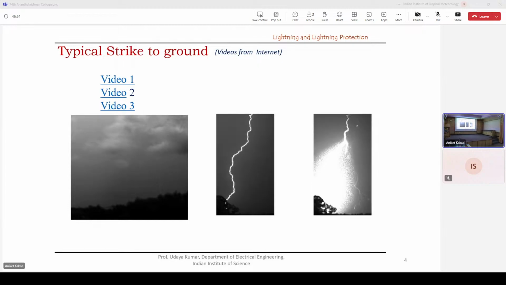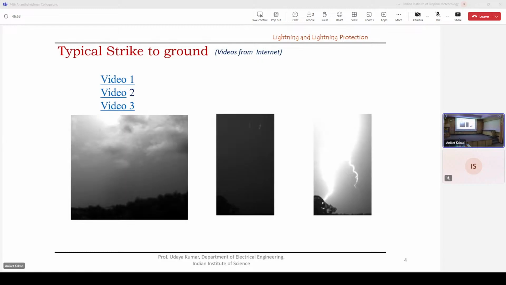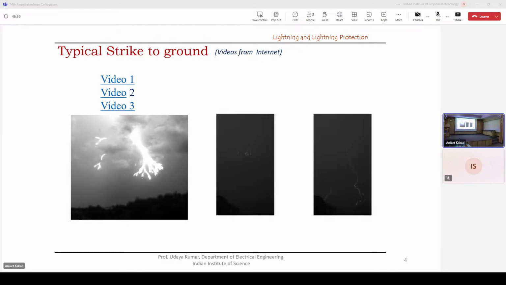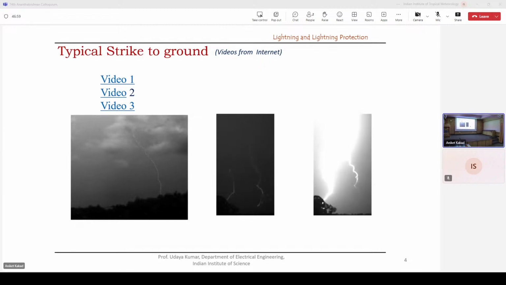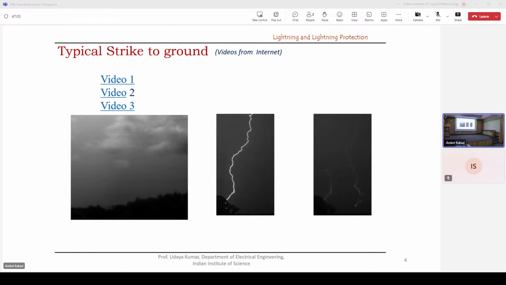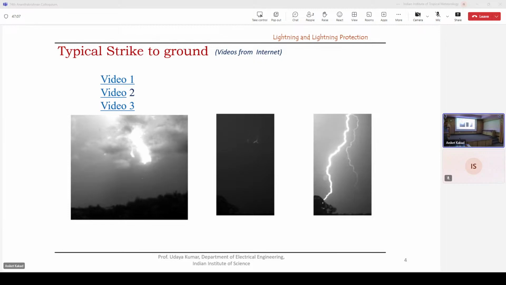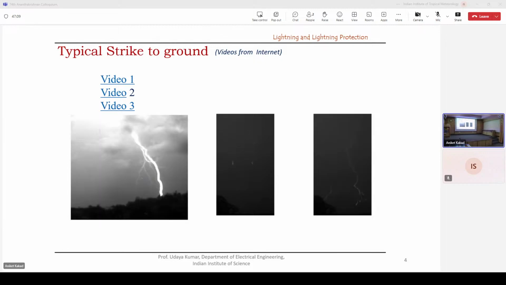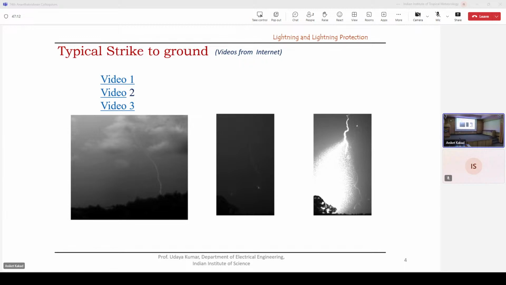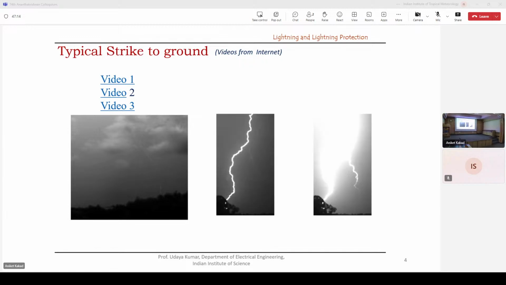Sometimes you see flickering. It's basically that you will have multiple events separated by a fraction of a second, and sometimes you are able to see the individual events, not very clearly, but as a flickering phenomenon. So this intense current flow phase is the phase we worry about from the protection aspect, because all the thermal, mechanical, electrical damages are due to this phase of the lightning.